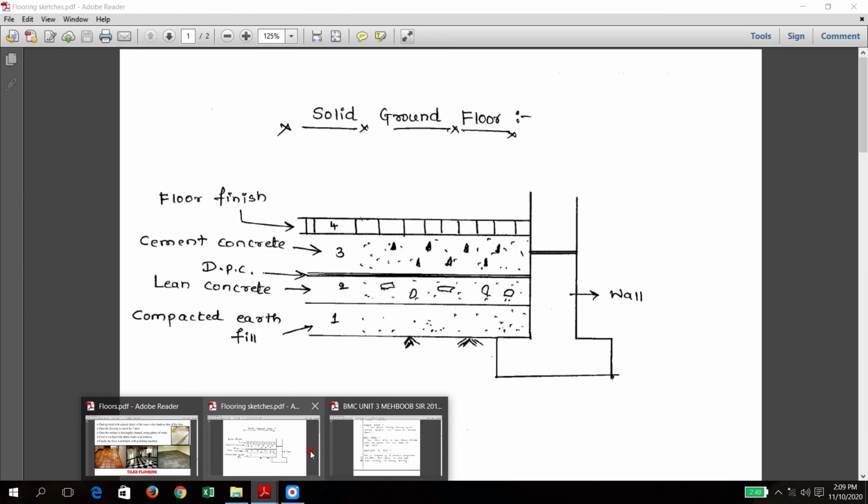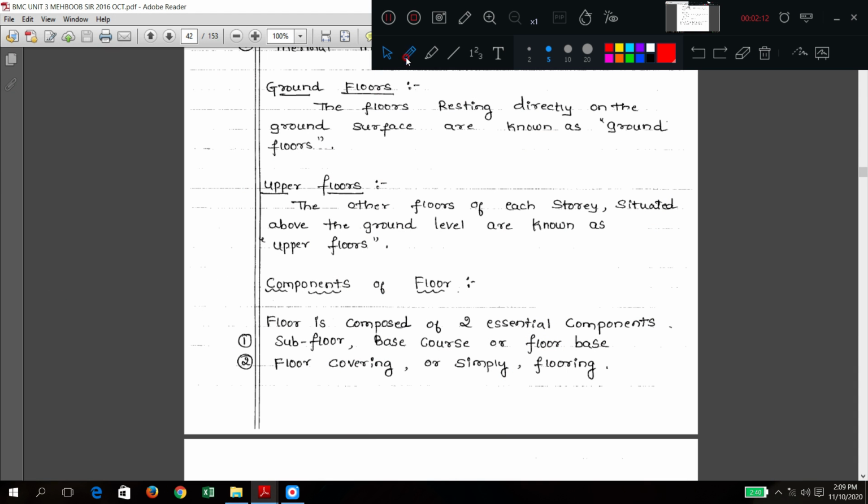Now here, there are two major components. What is that? Floor base, second is floor covering. I am highlighting only these two words because floor base is also called base course, subfloor, but this will make you more confused. So that is why I am using floor base as the bottommost part. Above that you have floor cover. That's all. One is base, one is cover. Floor base, floor cover.